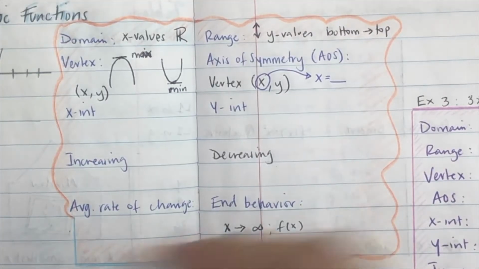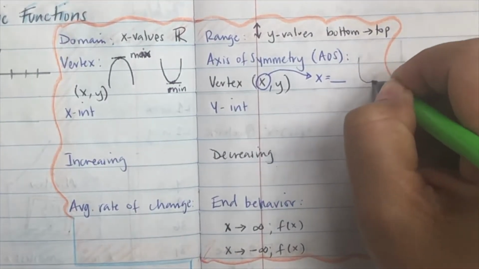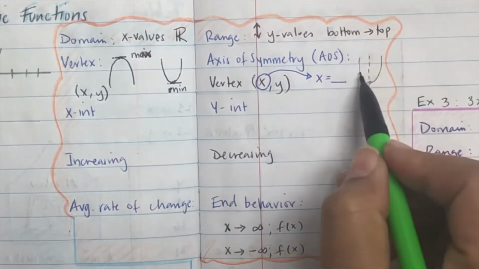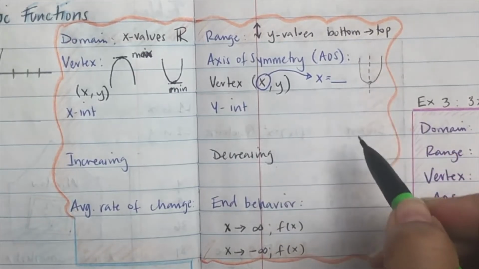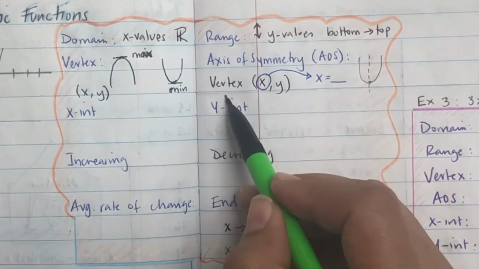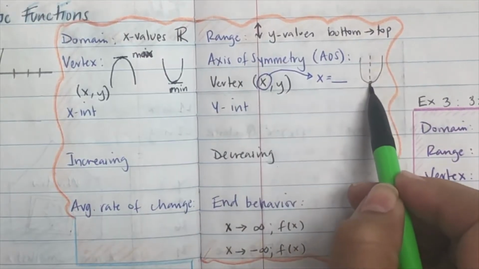In a graph, what that looks like is, if you have a quadratic, your vertex is right here. It is where it splits the graph in half. So it's called the axis of symmetry because this side mirrors this side. It always happens at the x value of your vertex, and you write x equals whatever this number is.